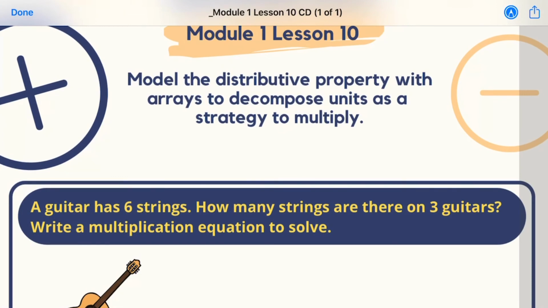It says, a guitar has 6 strings. How many strings are there on 3 guitars? Write a multiplication equation to solve. Now, since we are going to practice distributive property with arrays, we can use arrays to organize our numbers.